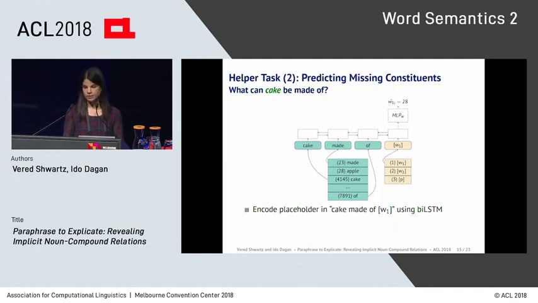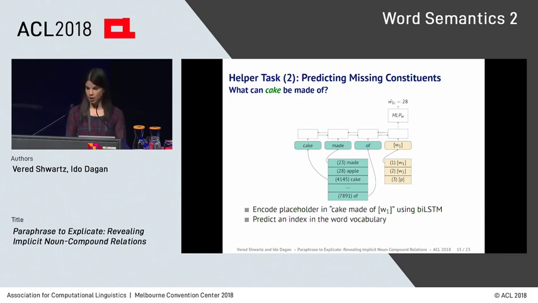This is one of the helper tasks. The other one is similar. So here we try to predict W1, answering what can cake be made of. So again, we encode our missing paraphrase. In this case, it's cake made of W1. We use the same BiLSTM and the same embeddings to encode it.